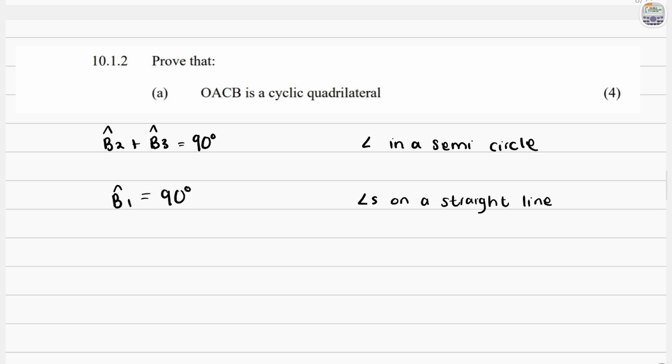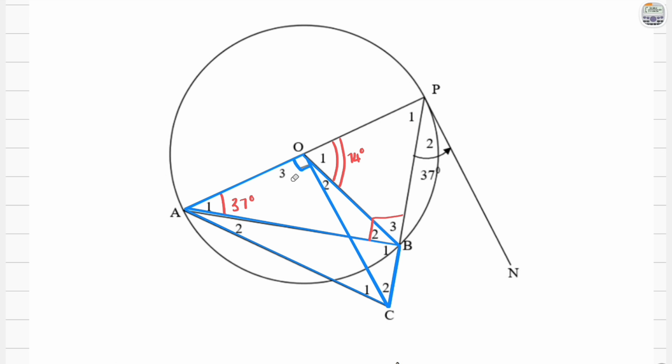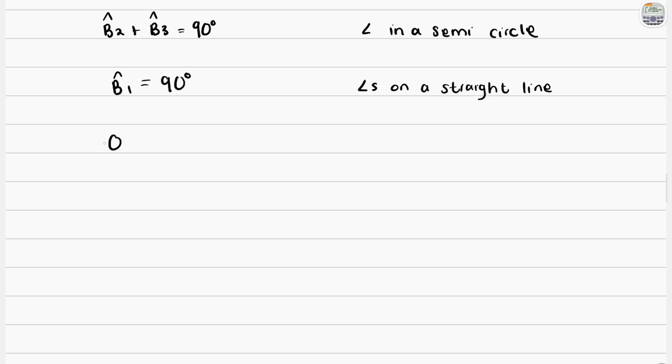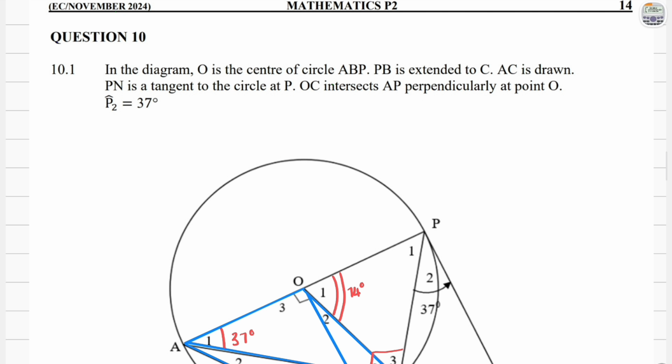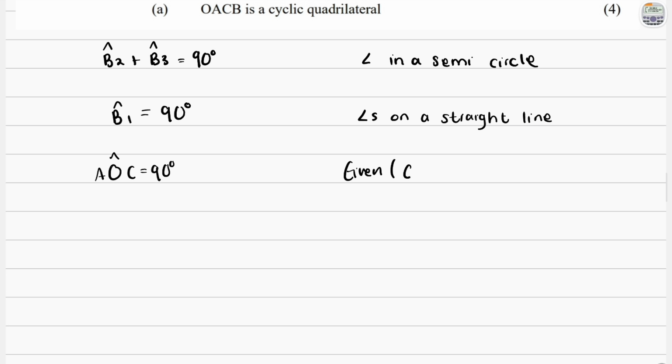Okay, so because angle B1 is equal to 90 degrees, and we can just state that we already knew that angle AOC is equal to 90 degrees. If you like, you can just state what they already told you, but it's not necessary. So angle AOC is equal to 90 degrees, and this is because this has already been given. We were told specifically that OC intersects AP perpendicularly. So we were given that OC was perpendicular to AP.